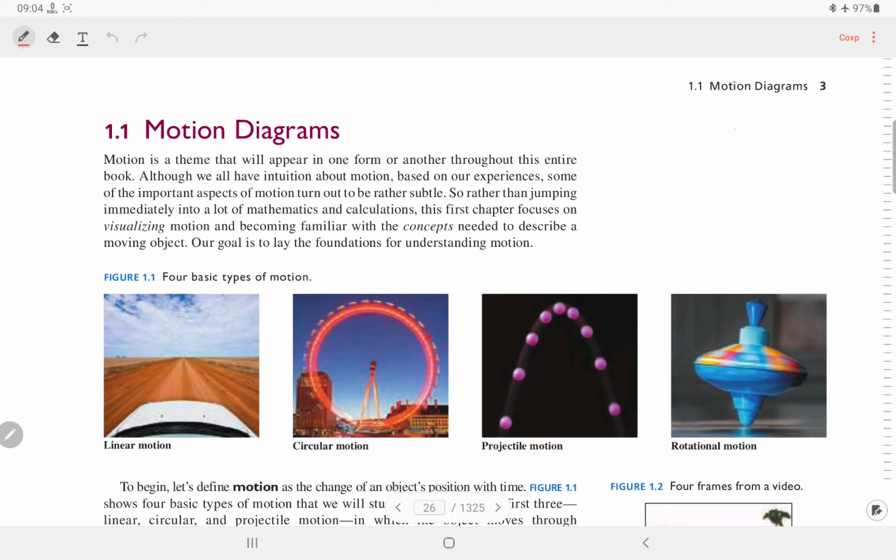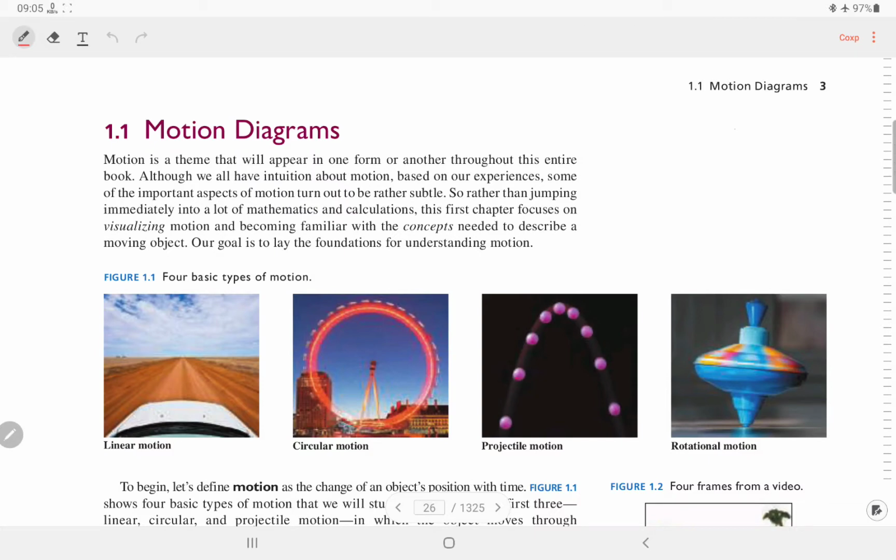Motion is physical phenomena that we see, we face every day. At the moment you are listening, your hands, your head is moving. When you walk, when you run, when you drive a car, everything around us is in motion. There are so many examples and we see it every day.